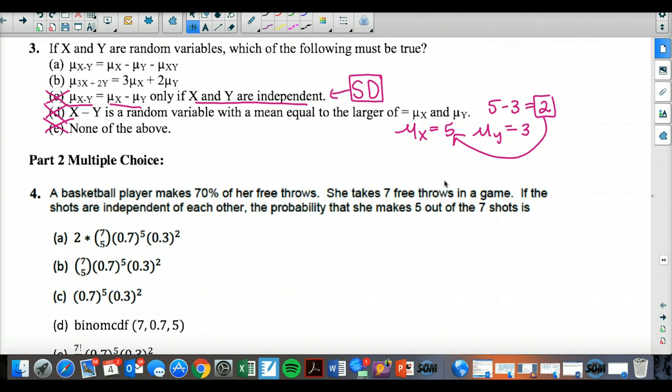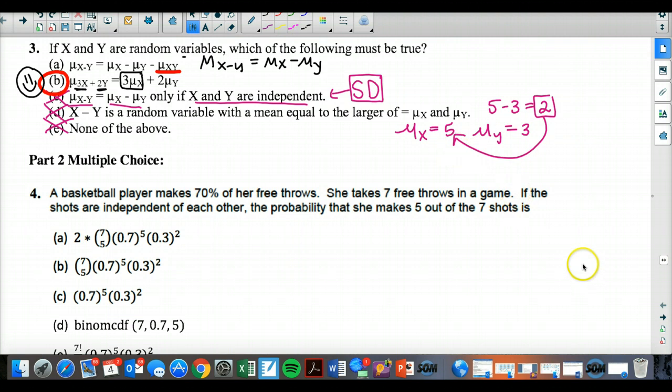Which one do you think it is? B. It is B. Now, I hope that you would look at A and be like, when did I ever multiply 2 like that? We've never done that. We know that the mean of X minus Y is the mean of X minus the mean of Y. There's no extra step in there. And if I multiply the variables, that's the same thing as that. All you're doing is taking the mean and multiplying by 3, taking the mean and multiplying by 2, and then adding them together. That's perfect.